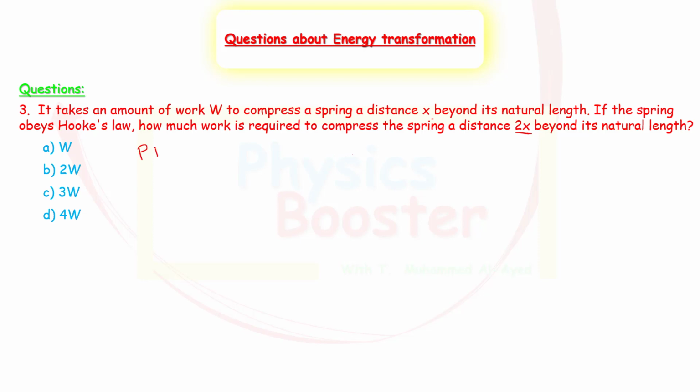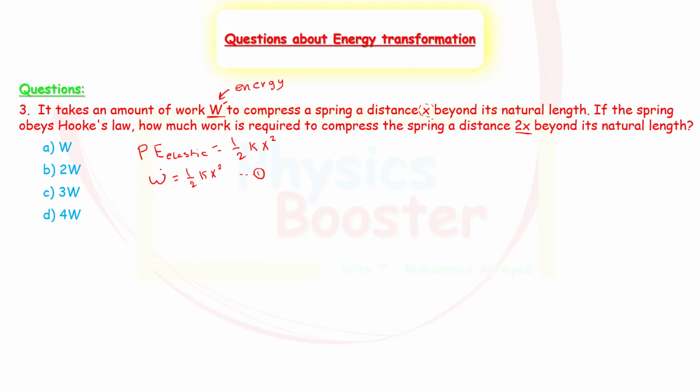So elastic potential energy is equal to half kx squared. It's telling me that it used a certain amount of work. Well, actually the word work is another term for energy. So it used an energy equal to W to compress it a distance equal to x. So I'm going to say W in this case is equal to half kx squared. Okay, this is the first situation. Let's call it number one.